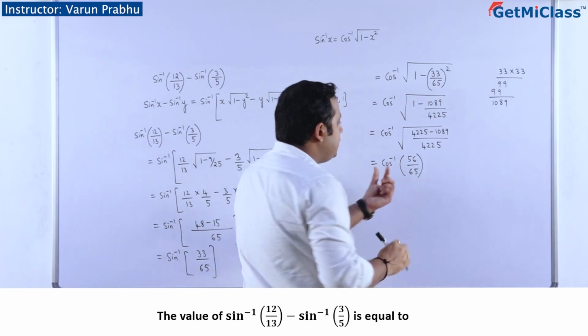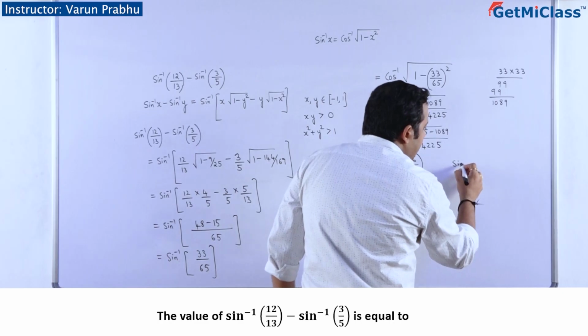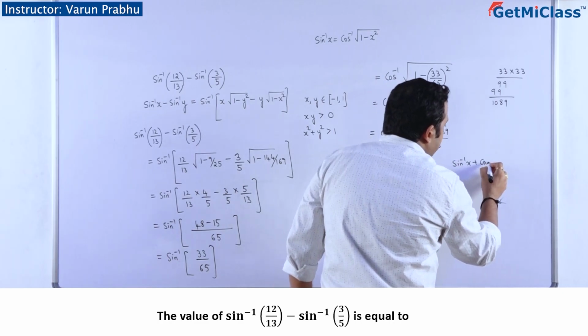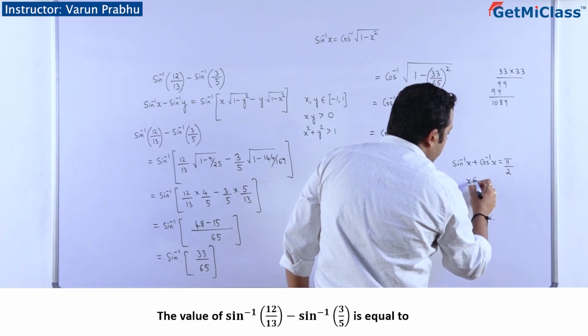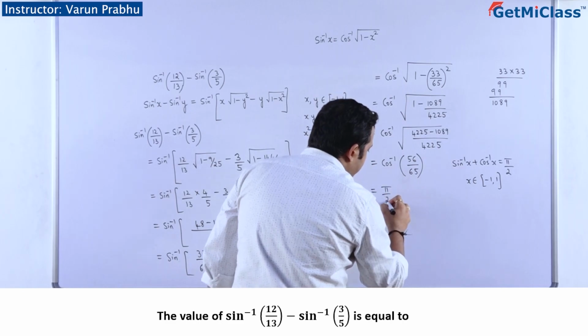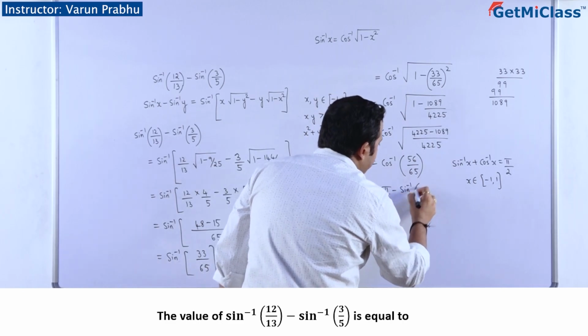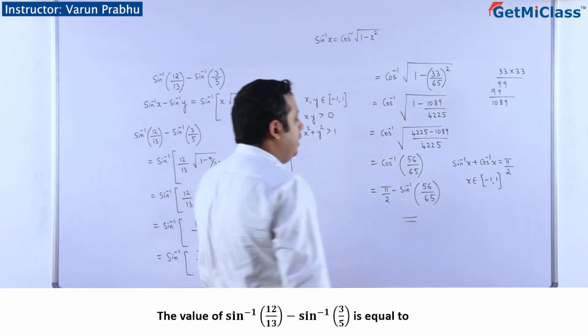But again, this answer's form in the option is given in the form of sine. So we know sine inverse x plus cos inverse x is equal to pi by 2, right? Where x belongs to what is it? Minus 1 to plus 1. So what is the answer that we get? Pi by 2 minus sine inverse of 56 divided by 65 will be the answer to the question.